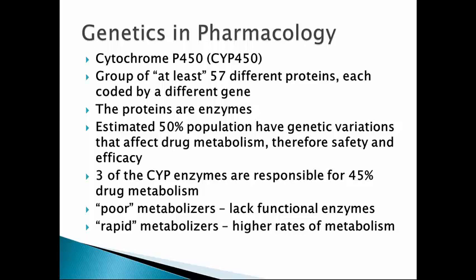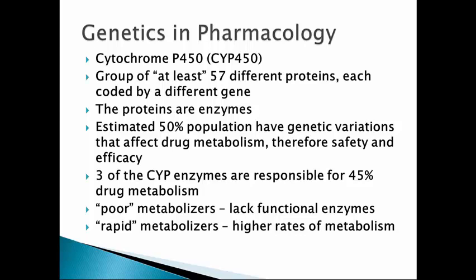And if you affect drug metabolism, that then alters the safety and potentially efficacy of the drug. And the reason I put this in pathophysiology is because of the safety issues that could lead to pathology. It's estimated that there are 3 main enzymes in this cytochrome system, and they're responsible for about 45% of the drug metabolism. So what this results in then, in this genetic makeup, is that some individuals are poor metabolizers and other individuals are rapid metabolizers.